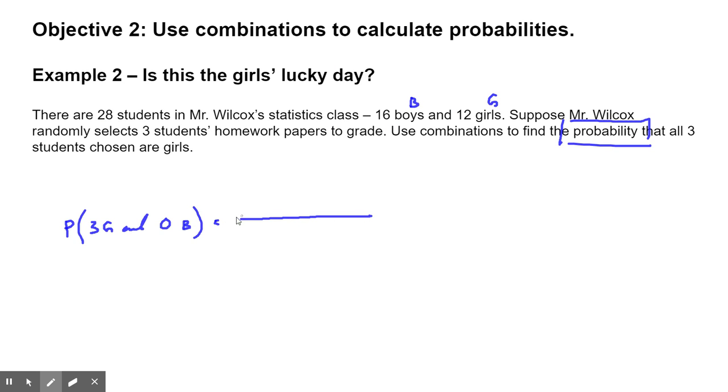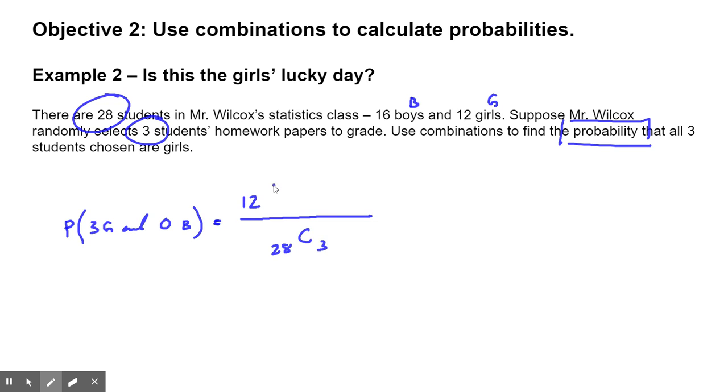So the bottom is the total. Well, there are 28 total students and I'm picking 3. So how many different ways are there to do that? That's 28 choose 3. Okay, so that's just picking 3 students from the entire group. But now on top, we have to look at this idea of wanting 3 girls and 0 boys. Okay, well, to see how many different ways you can pick 3 girls, there's only 12 girls to choose from. So that's going to be 12.